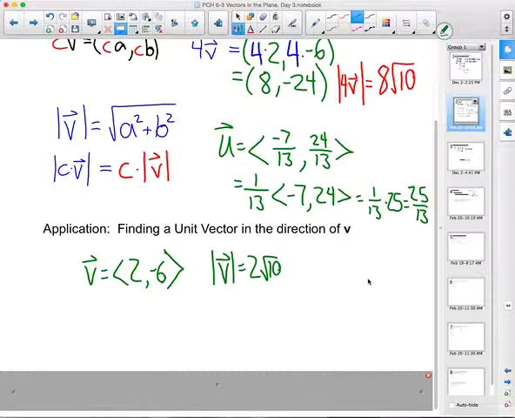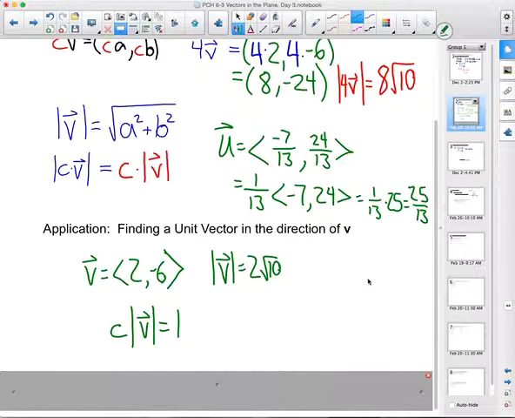The magnitude currently is 2√10. I want to change the magnitude to be what, if it's a unit vector? 1. Alright? So, think about what we just looked at up here. What could I multiply the magnitude of V by to make it equal to 1? 1 over 2√10. 1 over the magnitude of V.